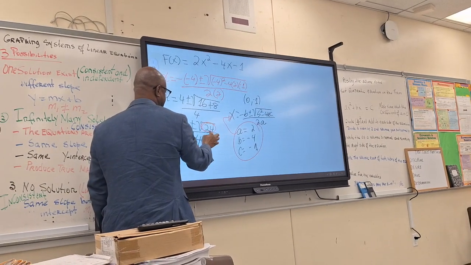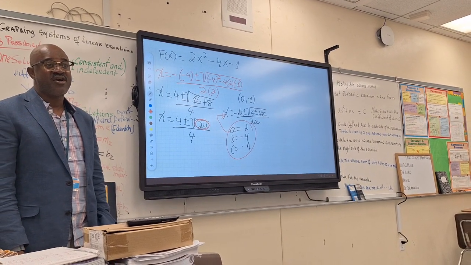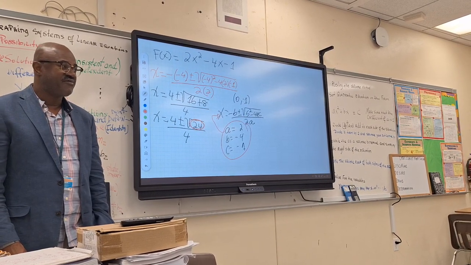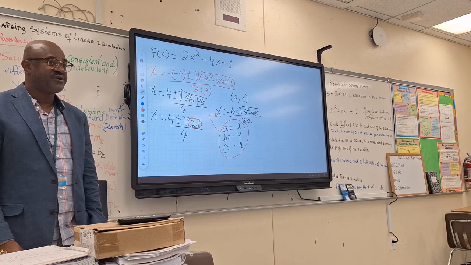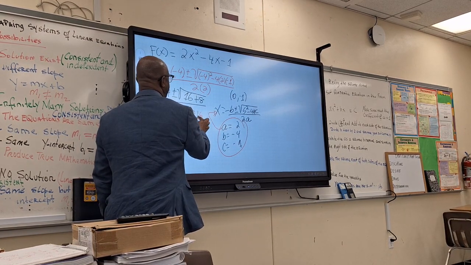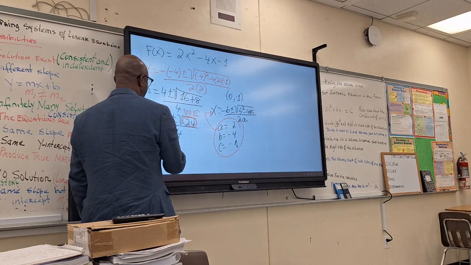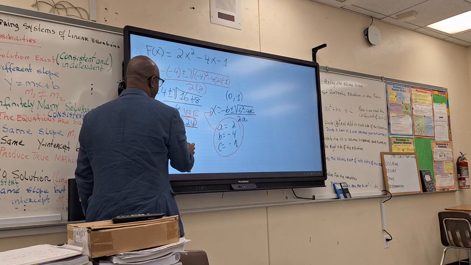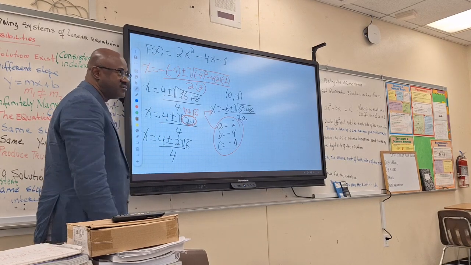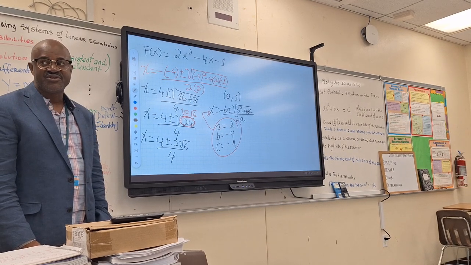This is not a perfect square, but there might be a perfect square inside of that. By any chance, does anybody know which number is a perfect square inside of 24? 4 times 6. I take 4 times 6, take the square root of each one of them. This is a perfect square. This will give me 2. x equals 4 plus or minus 2 root of 6 over 4. For a standardized test, that's what they want from you. You have to show that.